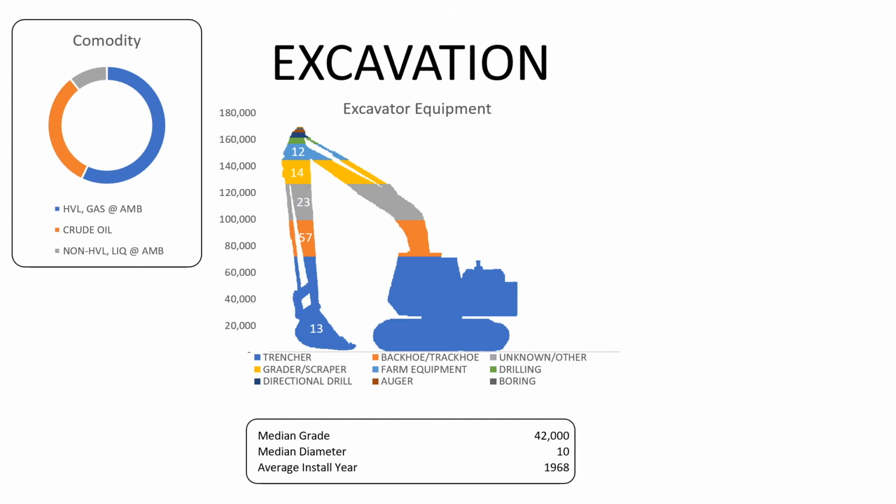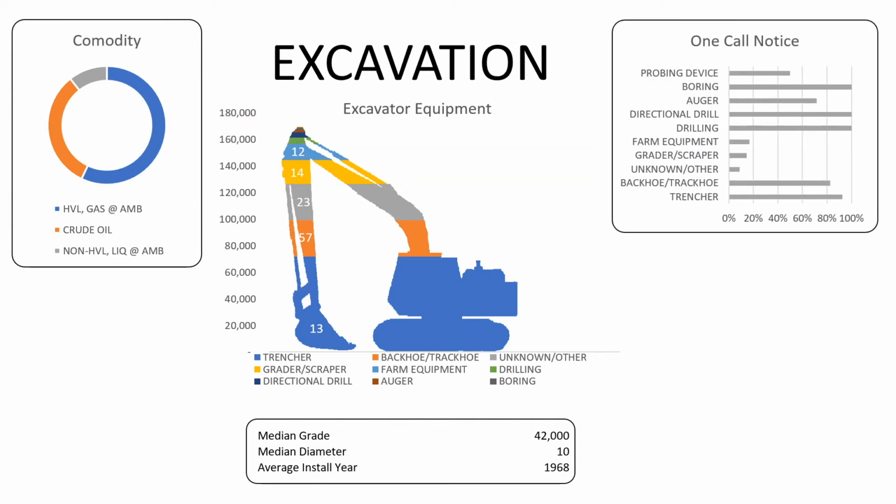Technically we're talking about vapor pressures in excess of 40 psi, but more commonly we're talking about NGLs, propanes, butanes, ammonias. Excavation accidents make up 142 of the 3,900 accidents in the data set, and they're 11% more likely to ignite, and they're 84% more likely to explode. So why is this happening?